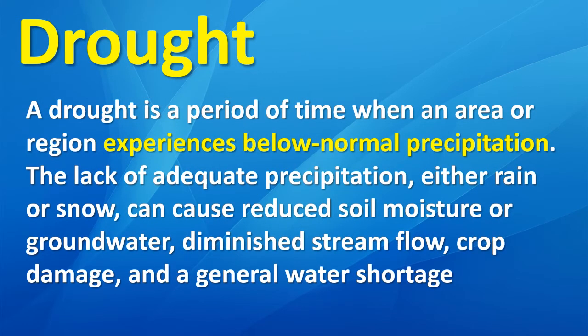Drought is a period of time when an area or region experiences below normal precipitation, so it doesn't rain as much as it normally does. The lack of adequate precipitation, either rain or snow, can cause reduced soil moisture or groundwater, diminishing stream flow, crop damage, and a general water shortage. So anytime the water shortage is being reduced to the point of it causing problems, we will call that drought.